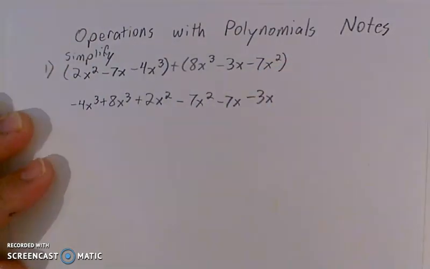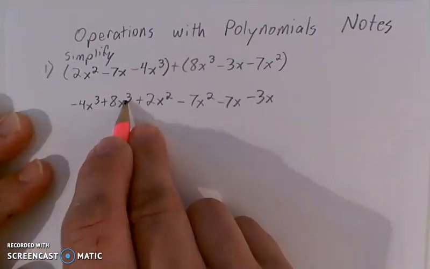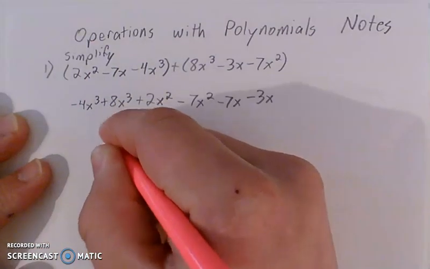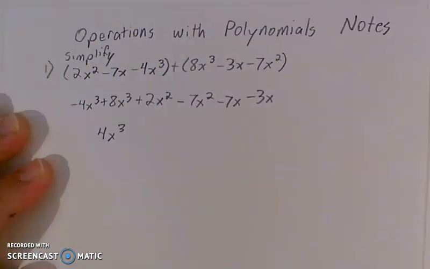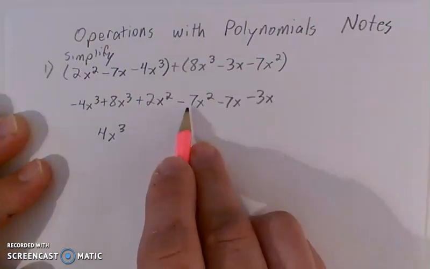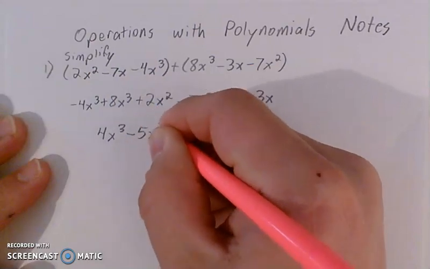So now I've got it a little bit rearranged. It makes it easier to combine like terms. So for this first pair, you'll combine the coefficients: negative 4 plus 8 would be positive 4. And it will still be x cubed. Don't forget that your exponent doesn't change there. 2x squared minus 7x squared. 2 minus 7 is negative 5x squared.